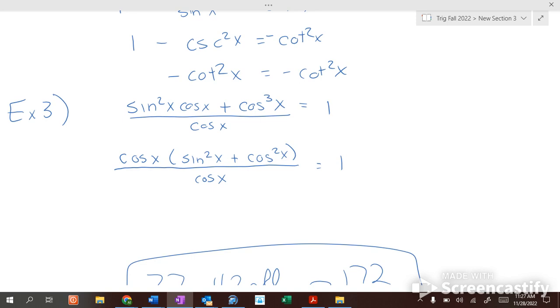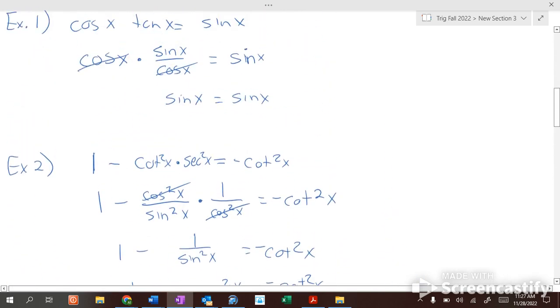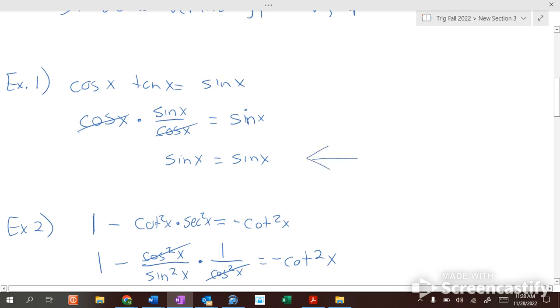Now what happens? We can cancel cosines. And what I'm left with is sine squared plus cosine squared equals 1. That's one of my identities. You cannot simply stop at sine squared plus cosine squared equals 1 and say we're done. I need to change sine squared plus cosine squared into 1. So 1 equals 1. In your very last step, your last lines should match.